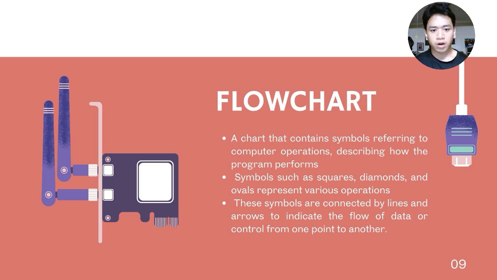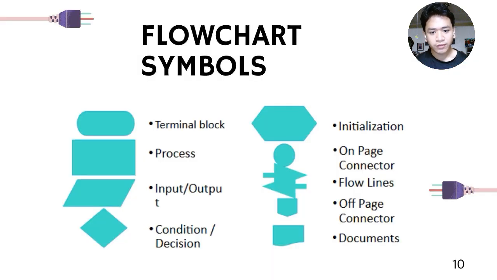Now let's go on to the flowchart. A flowchart is a visual representation of an algorithm or a process. It uses symbols and arrows to show the steps and the direction of flow in a program. Each symbol has a specific meaning, and when combined, they help us visualize the logic of a program even before writing any code. There are several types of symbols used in a flowchart.